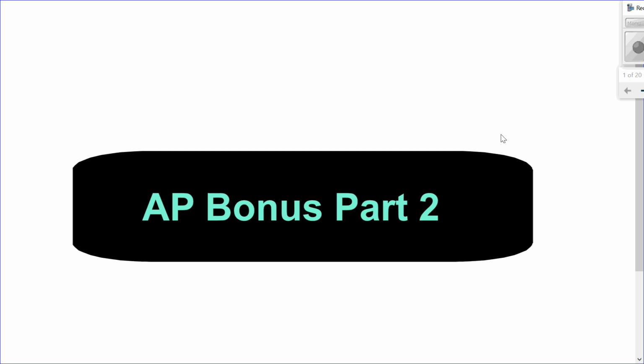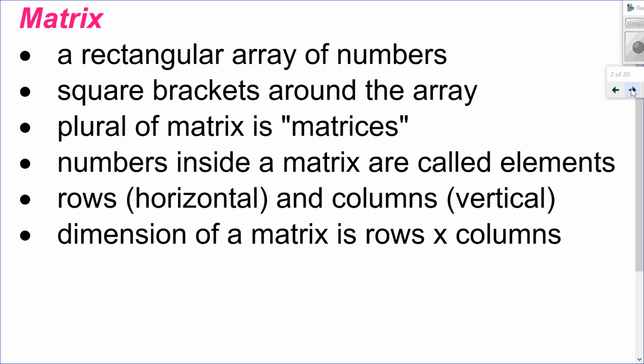In this video, we're going to be talking about how to solve a system of linear equations using matrices. So let's begin with just a definition of what a matrix is. A matrix is a rectangular array, which means arrangement of numbers. We put square brackets around that array and call the whole thing a matrix. If I have more than one matrix, I call that matrices, so that's the plural word.